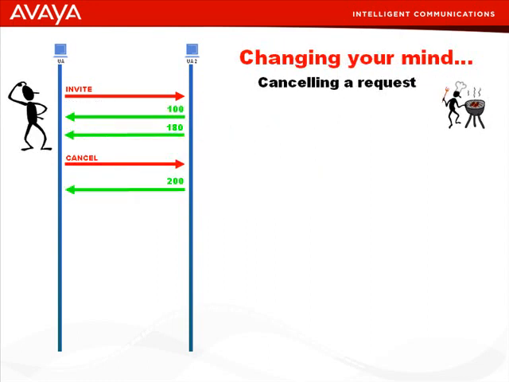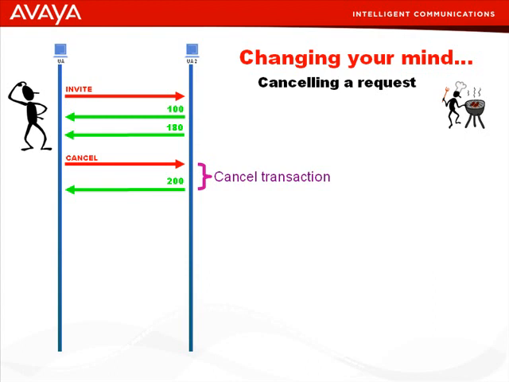So the 200 OK that comes back in our cancellation call flow is the 200 to the cancel, confirming reliable delivery of the cancel request. We could say that the 200 to the cancel concludes the cancel transaction. But does it conclude the call? Is that it as far as this cancellation scenario is concerned?